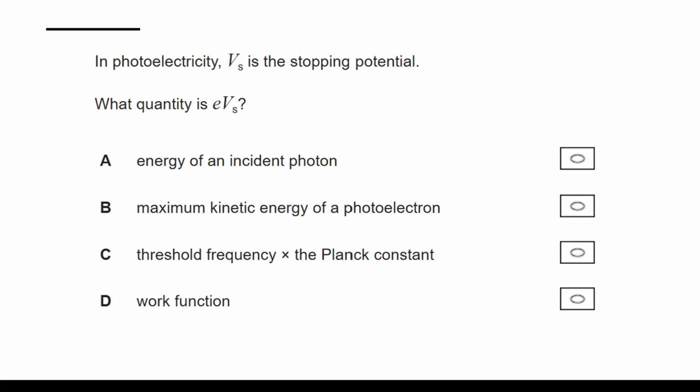Okay, let's read this question. Ideally, pause the video and try to do it yourself, and then check the answer with me. Photoelectricity, Vs is a stopping potential, so they have taken Vs. What quantity is eVs then? When you multiply V with e, it gives energy. But which energy? Maximum kinetic energy of photoelectron.